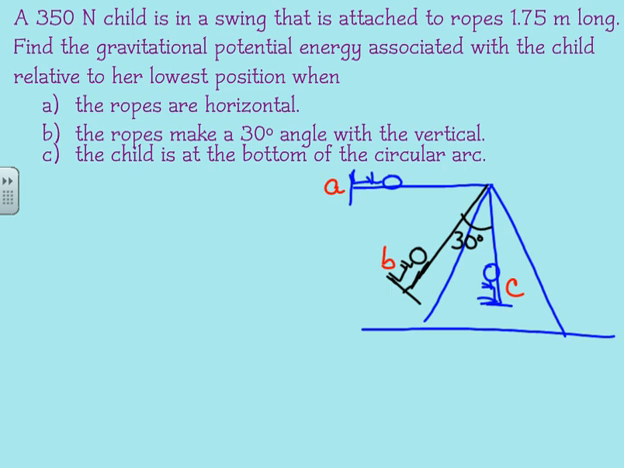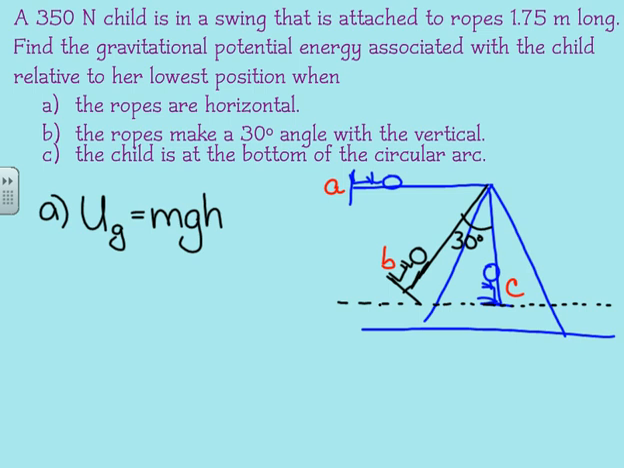I know that the length of this rope is 1.75 meters. That doesn't change. But I have no idea how high this child is from the ground. Therefore, the most convenient point for my reference level is the lowest point in the swing. That's where the child is at point C, and the ropes are vertical. In A, my ropes are horizontal, and I want to know how much gravitational potential energy this child has.